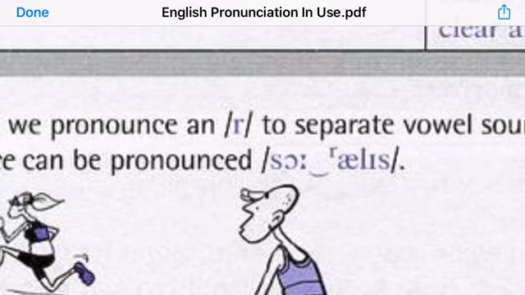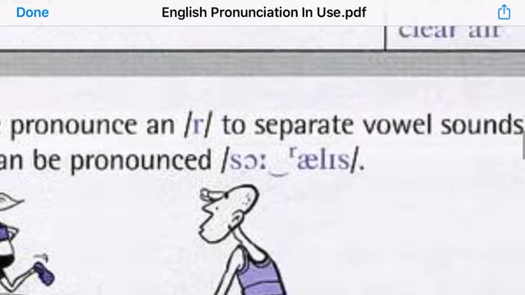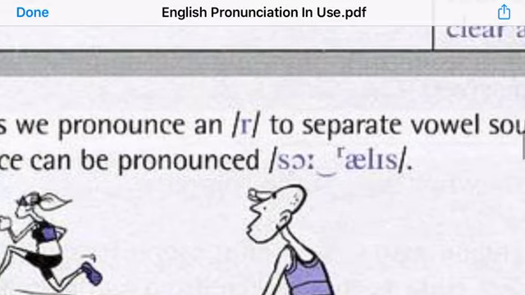So Ralice. We inserted an R sound to separate the O of "so" and the A of Alice. Even though there is no R letter in the spelling, sometimes we do that. This example would be "so Ralice."